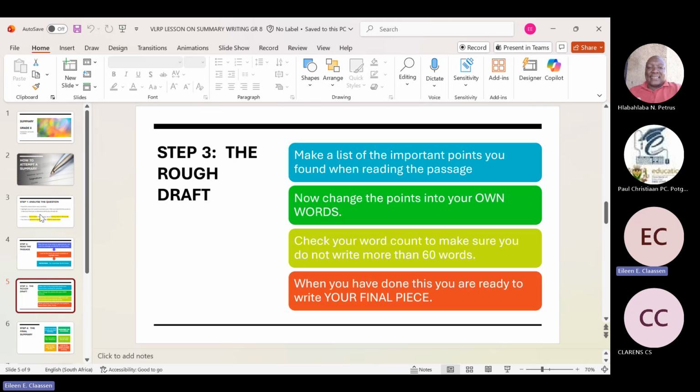The next one, now you've underlined and you've looked at everything. You can quickly do a rough draft. You don't have to write a long rough draft. You've now underlined, you've numbered the facts. Make a list of the important points that you found when you read the passage. So number 1, just quickly, what did I say? Number 2, up to number 7. And then when you've done that, you've got all your 7 points.